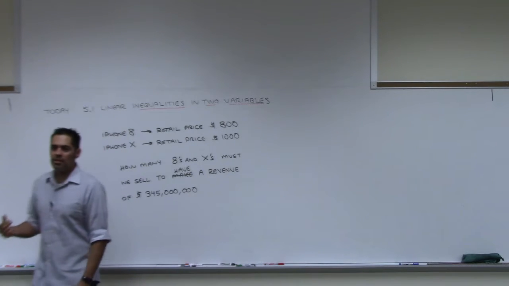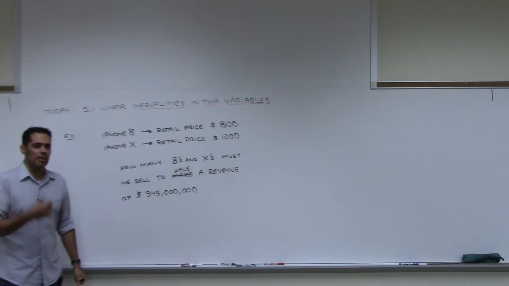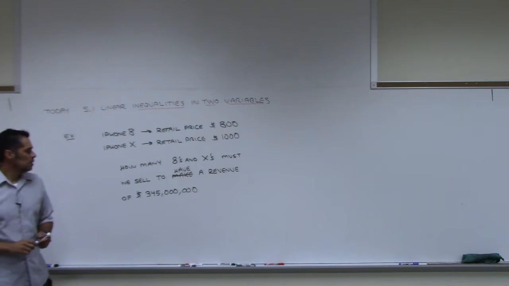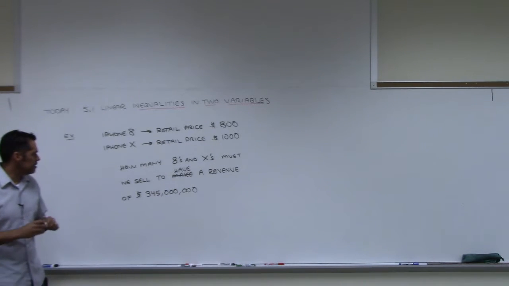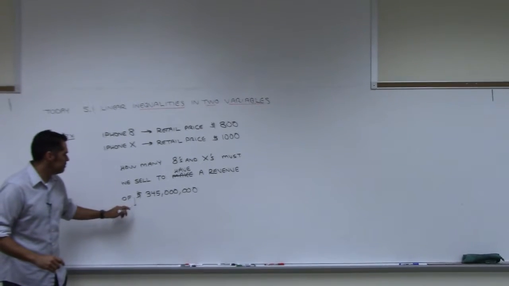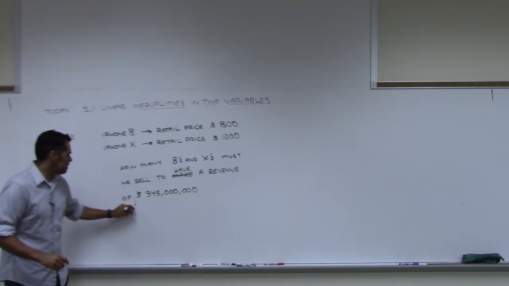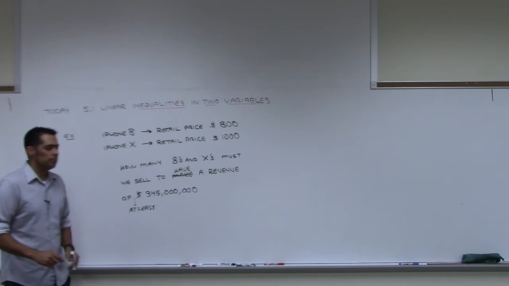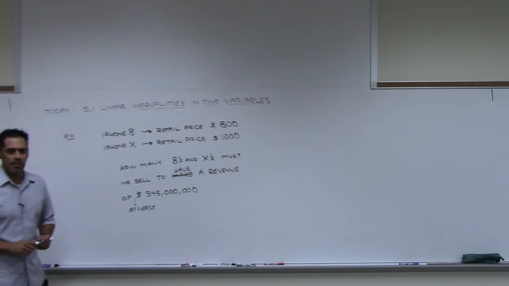And if so, what is it going to require? How many of these are we going to have to sell? Maybe I should add something into this. A revenue of, let's add into this, at least. Because I don't care if we make more. That's kind of important that I put that in there.